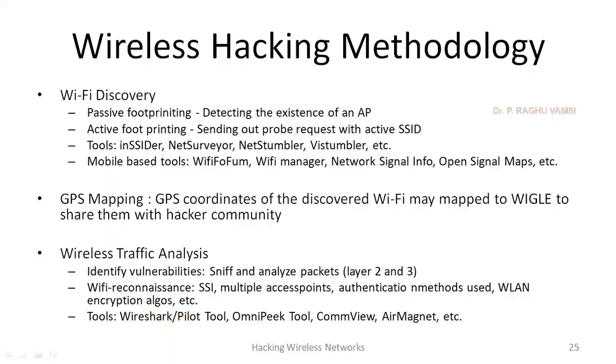Here in this Wi-Fi reconnaissance, you may check for the SSIDs, multiple access points, association methods used, and wireless LAN encryption algorithms used in that access point. These details you may get in this Wi-Fi reconnaissance. These are the two things you must do to get enough information.